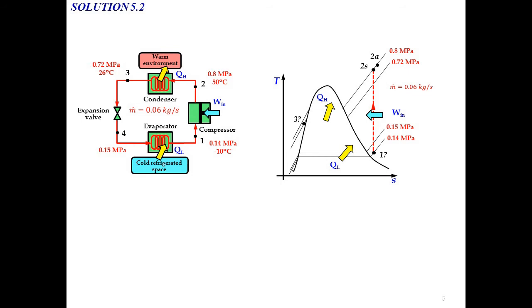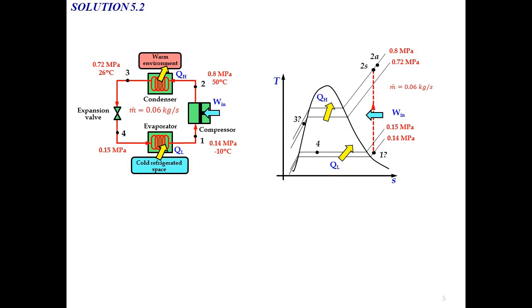For state number 3, we also do not know the exact phase yet, so we need to check by using the saturated R134A table. And for state number 4, we also do not know the exact value of H4, but we know the phase will be in the saturated mixture region, and the pressure will be at 0.15 megapascal.